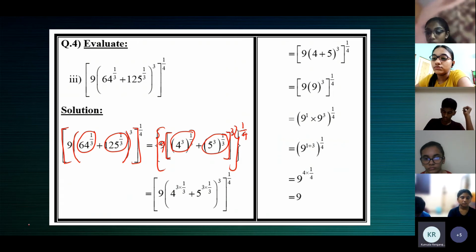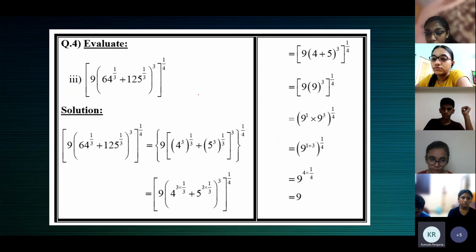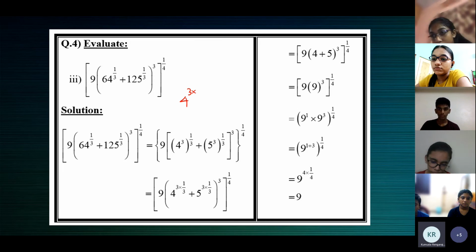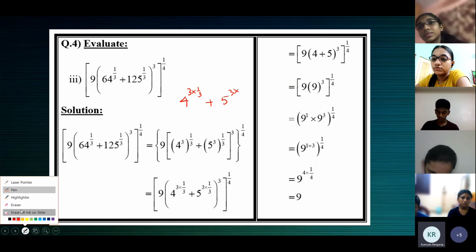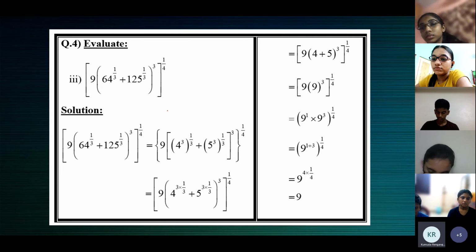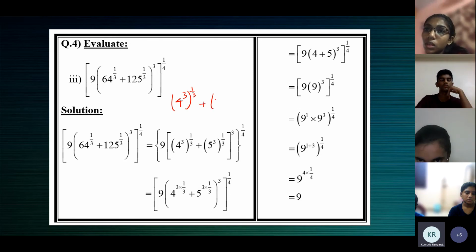You can start writing from inside if you want. I don't want anyone to have a doubt about that. So see here, children, 4 to the power 3, the whole power 1 by 3, plus 5 to the power 3, the whole power 1 by 3. Now after this, what we have written.